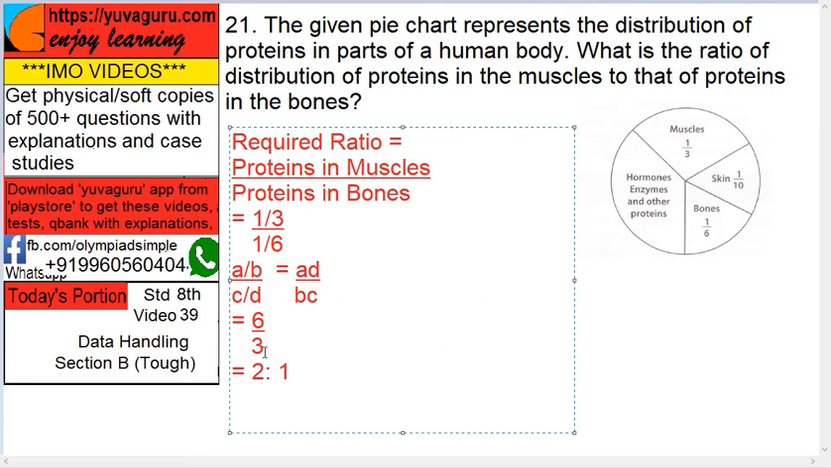So similarly solve this. 6 into 1 upon 3 into 1. So 6 upon 3, so 2:1. That is the required answer.